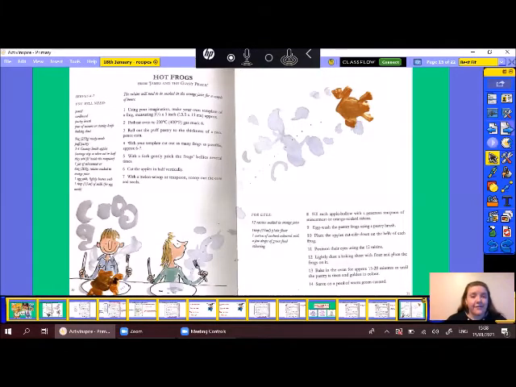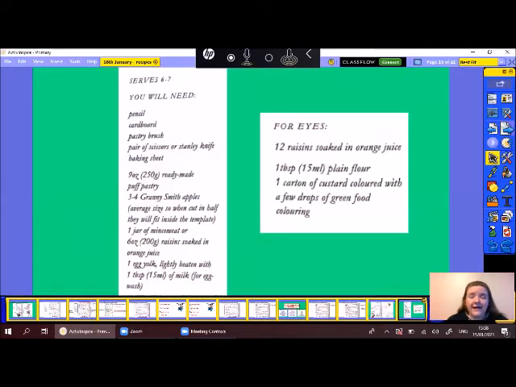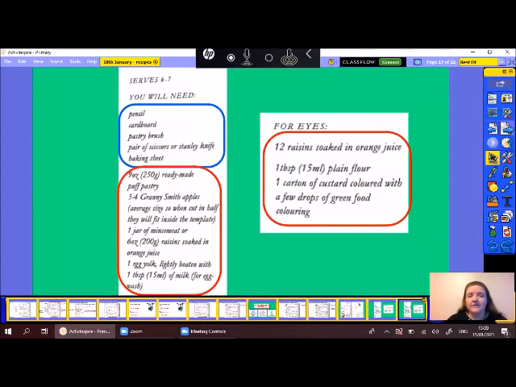Here we have another recipe. This one is for hot frogs and it comes from the story James and the Giant Peach. I'm not too sure about this recipe. But if we have a look at the ingredients that we need, actually, there are no frogs involved. We're all right. The list of equipment you need is slightly bigger this time, so I've circled it in blue.